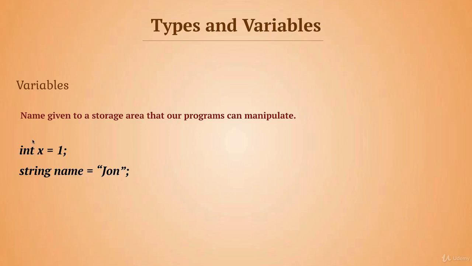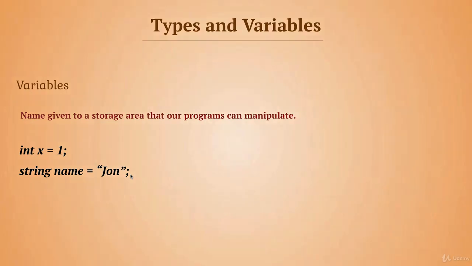This is a syntax, as you can see, to define a variable named x of type int, which stands for integer, and setting it to the value 1. And the semicolon here: most of the statements of C# programming end with this character, the semicolon. And in the second line, we defined a variable called name of type string and set the name to John, also ending with a semicolon.